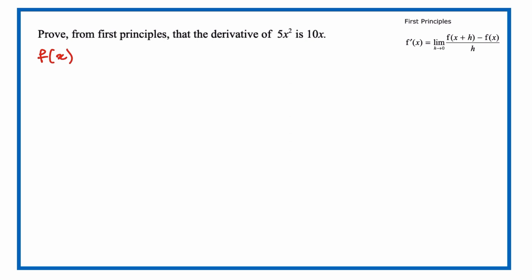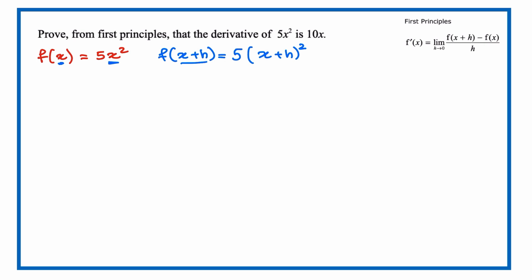The 5x squared is simply your f of x. So that's our f of x, which is equal to 5x squared. However, we also have f of x plus h. Wherever we see the x, we must replace it not with x anymore but with x plus h. So that becomes 5 bracket x plus h close bracket squared. So now I've found what my f of x plus h is.